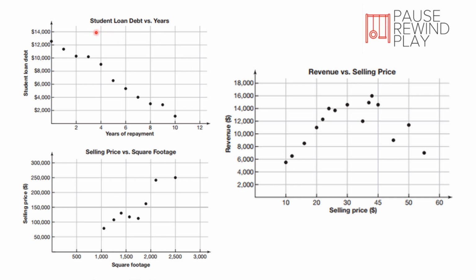Here we have student loan versus years since the loan was incurred. Here we have selling price versus square footage. This is for houses. And we have revenue versus selling price. So please pause the video, figure out how you want to respond, and we'll see how you did. Let's see.